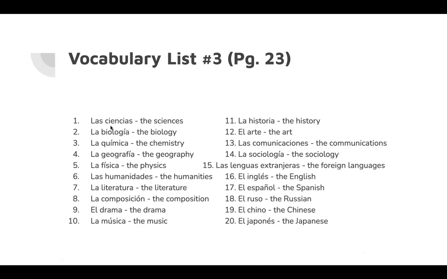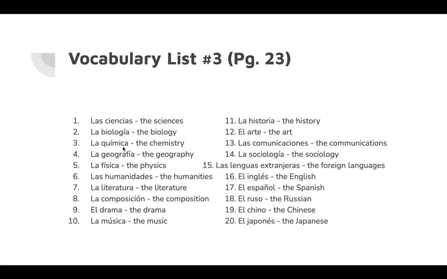So we have las ciencias is the sciences. La biología is the biology. The reason why I put the in front of all these, even though it's kind of awkward, is because la, el, and las mean the. I'll go over the differences between these probably tomorrow, so don't worry about that too much. But I put the because literally that's what it means.